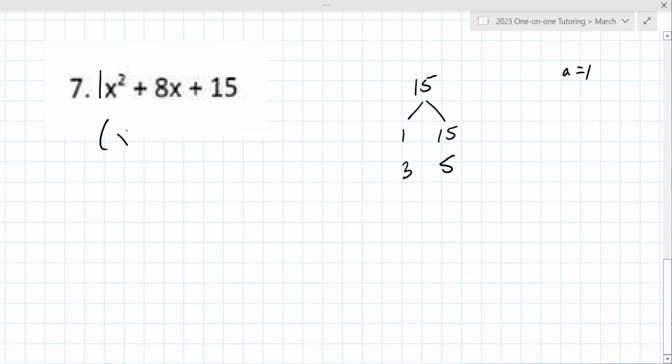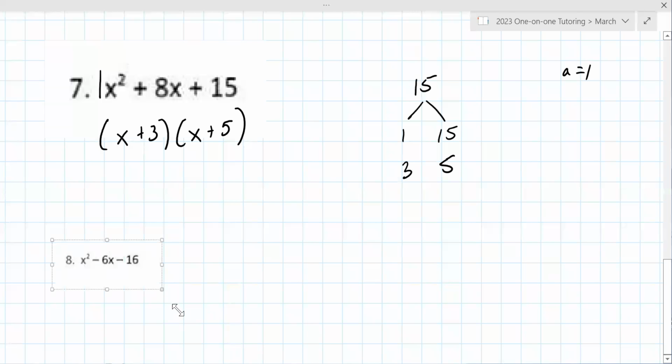So here's what you write: x plus 3, x plus 5. You might think, okay, I've got it, this isn't hard, I can do this. Well, we'll look at another problem here. Look at number 8, and you'll see that you have to pay attention to the signs. The signs are very, very important here.